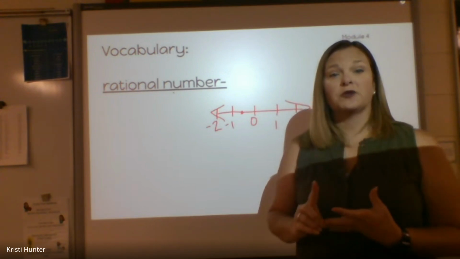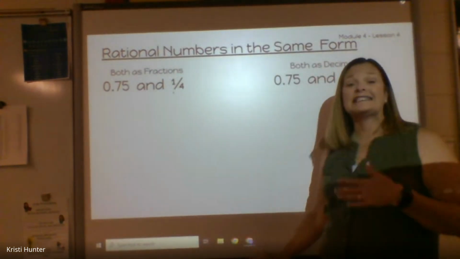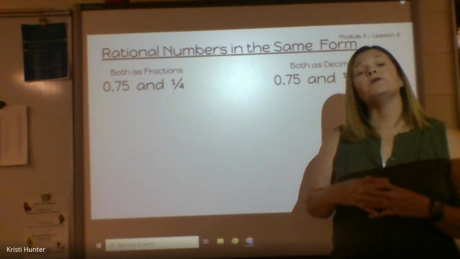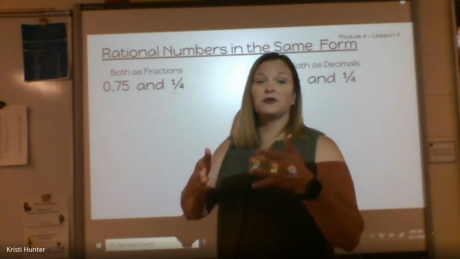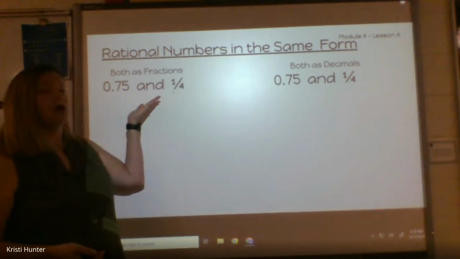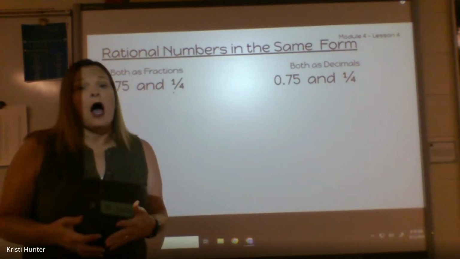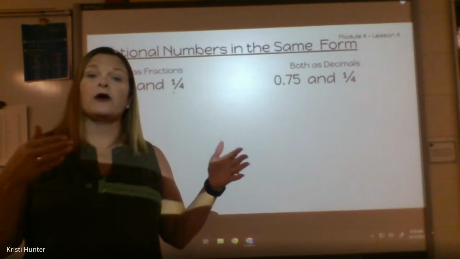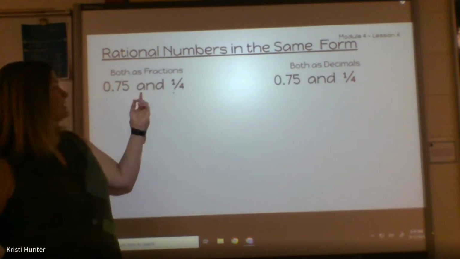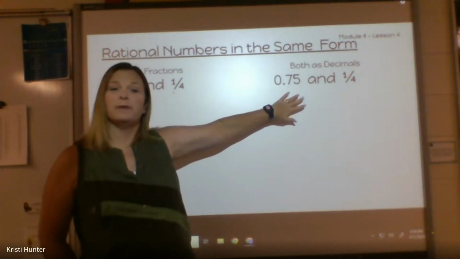So let's work on that first goal. We need to be able to write these rational numbers in the same form. And this is where you're going to need your dry erase board. So when we go to compare rational numbers, just like we've compared integers, we're trying to put these on our number line. So we need them in the same form. Otherwise, we don't know where they belong. So there's two ways to do this, two forms of this number. You can either make them both fractions, or you can convert them both into decimals.